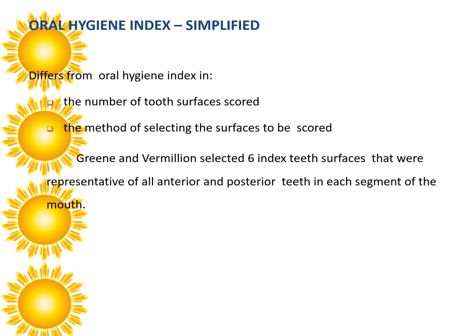And moving on to oral hygiene index simplified. We have just seen about the oral hygiene index, and oral hygiene index simplified is different from oral hygiene index. In what way does it differ? It differs in two ways. One is the number of tooth surfaces scored, and the other is the method of selecting the surfaces to be scored.